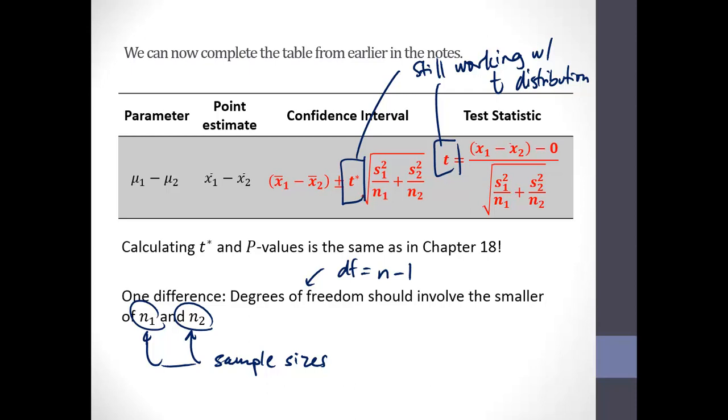So maybe let me write that down. The degrees of freedom will be either n1 minus 1 or n2 minus 1, whichever is smaller.